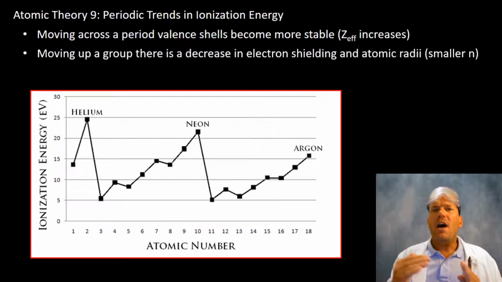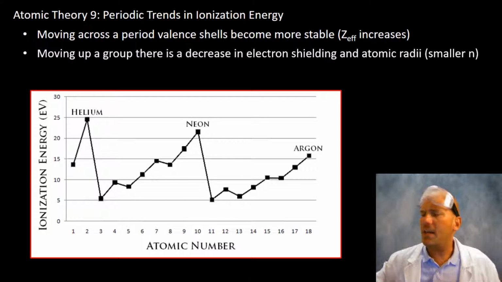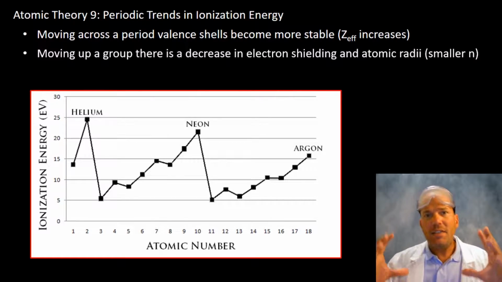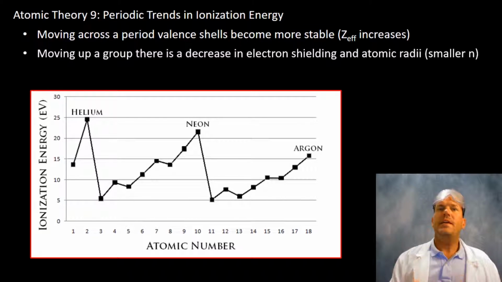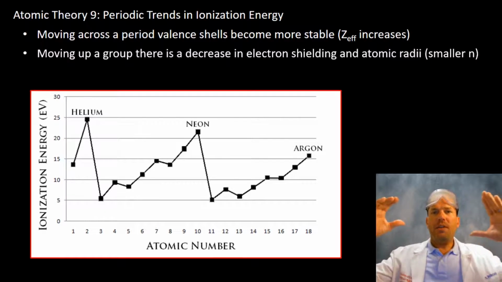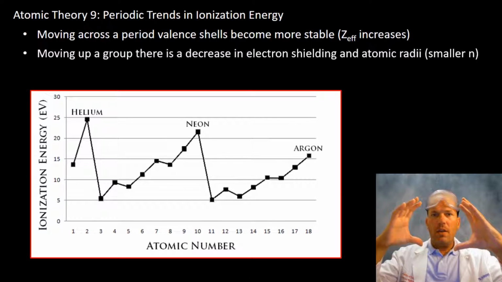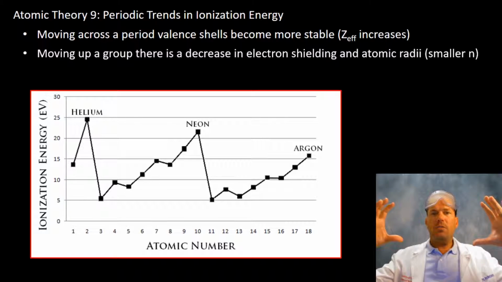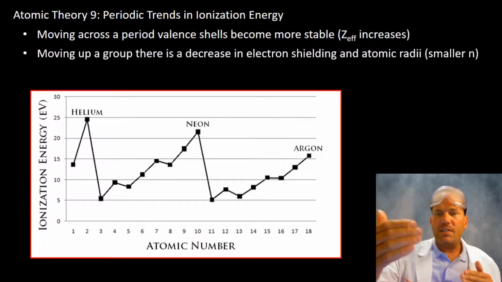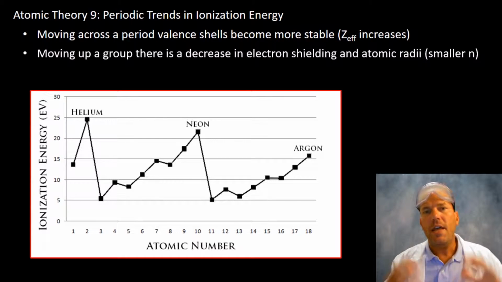As we move up a group or family, there's a decrease in electron shielding because as we move up from, say, n equals 4 to n equals 3, what's happening? The atomic radius is getting smaller and smaller, which means the internal electron shielding is decreasing. It means the outermost electrons are now getting closer and closer to the nucleus.